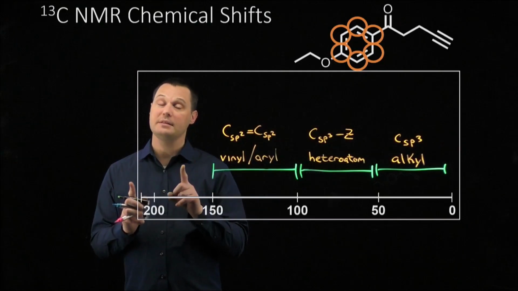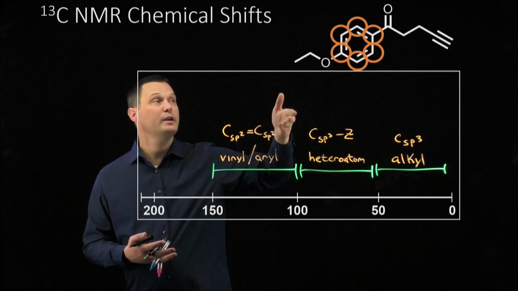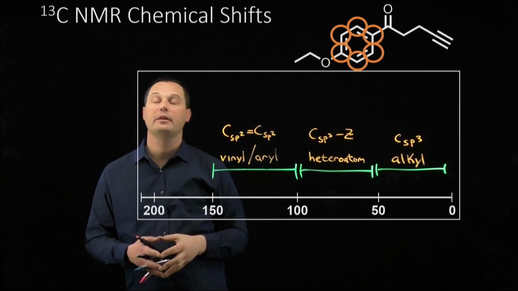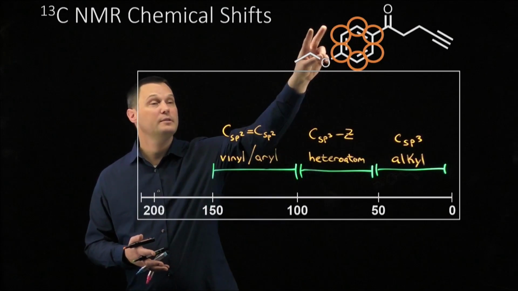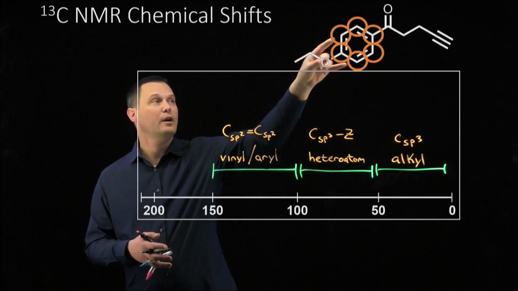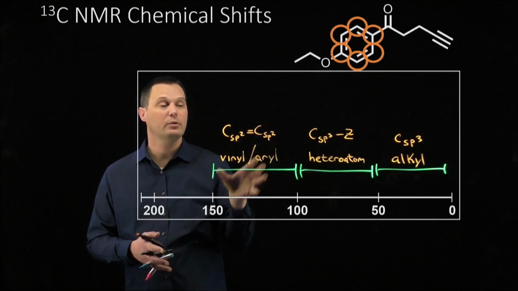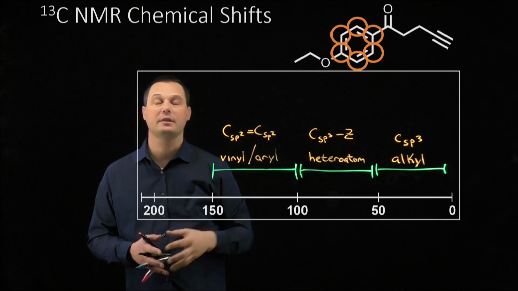But be careful, that does not mean that there will be 6 signals in this region. What I'd like you to notice is the benzene ring has a plane of symmetry that's running diagonally through the benzene ring. That means that the 2 carbons in the top left are symmetric with the 2 carbons in the bottom right. Those pairs of carbons are equivalent, and so we will not see 6 signals for the benzene ring for this molecule. We would only see 4 signals for the 6 carbons in this ring.